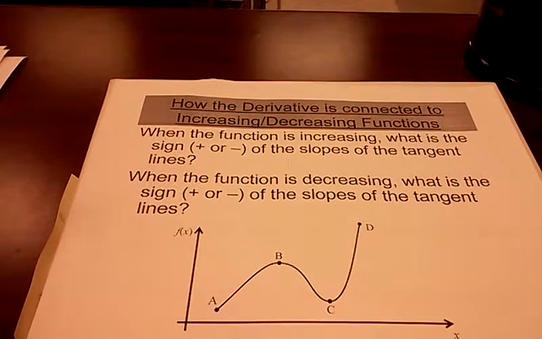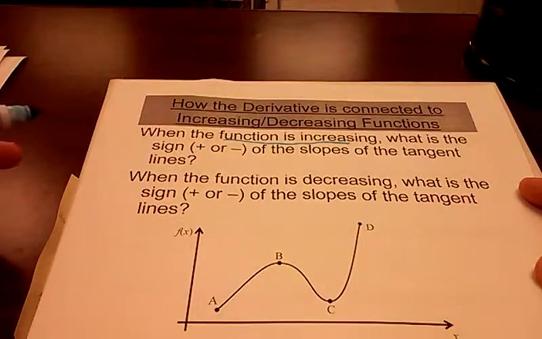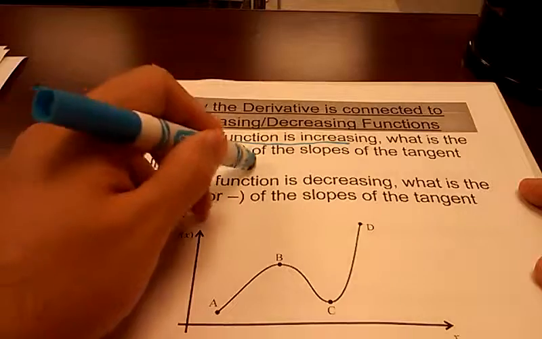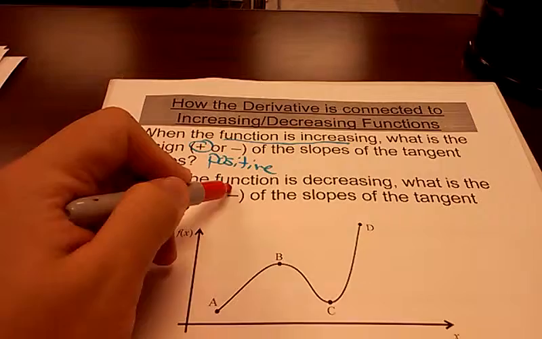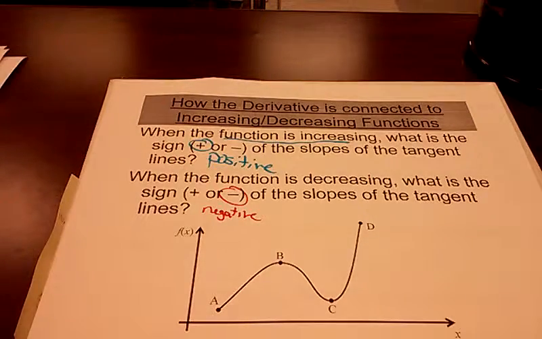Now, how does the derivative connect with increasing and decreasing functions? Well, when the function is increasing, the sign of the slope of the tangent line is positive. So in other words, when the derivative is positive, that lets me know the function is increasing. On the flip side of that is, how do I tell when a function is decreasing? The slope of the tangent line is negative. And then that tells me that the function is decreasing.